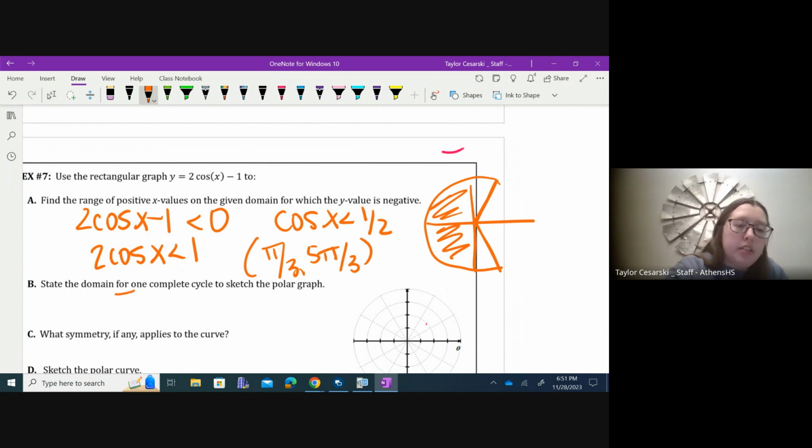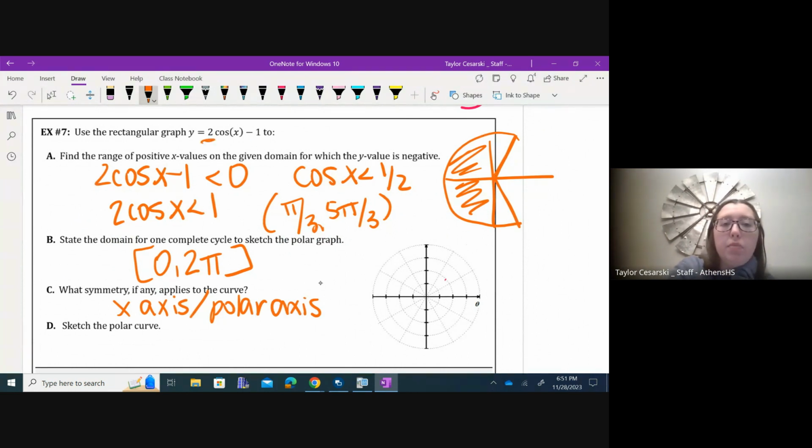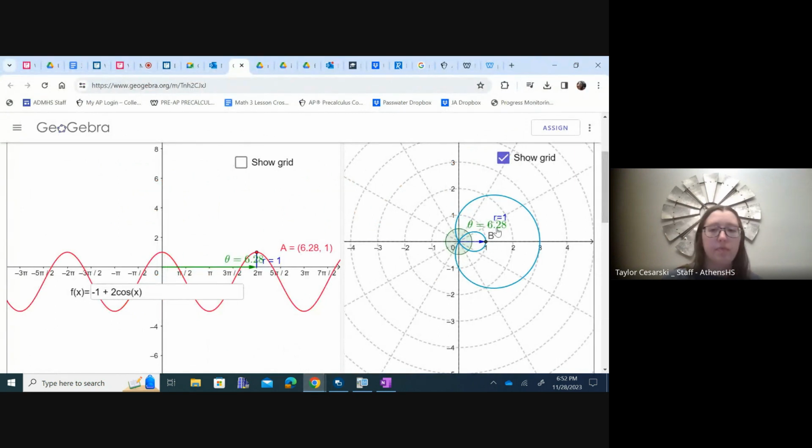Domain of one complete cycle, this is a limacon, so 0 to 2 pi. Symmetry, because it's cosine, that is the x-axis symmetry, or sometimes you'll hear it referred to as the polar axis. And then if I wanted to graph this, it would go out to a maximum value of 3 because 2 plus 1. It would be on the x-axis because cosine is positive, and it would be with an inner loop. Oops, I'm very bad at drawing that. But you can see it on the GeoGebra. That's what it looks like. Goes into 1.